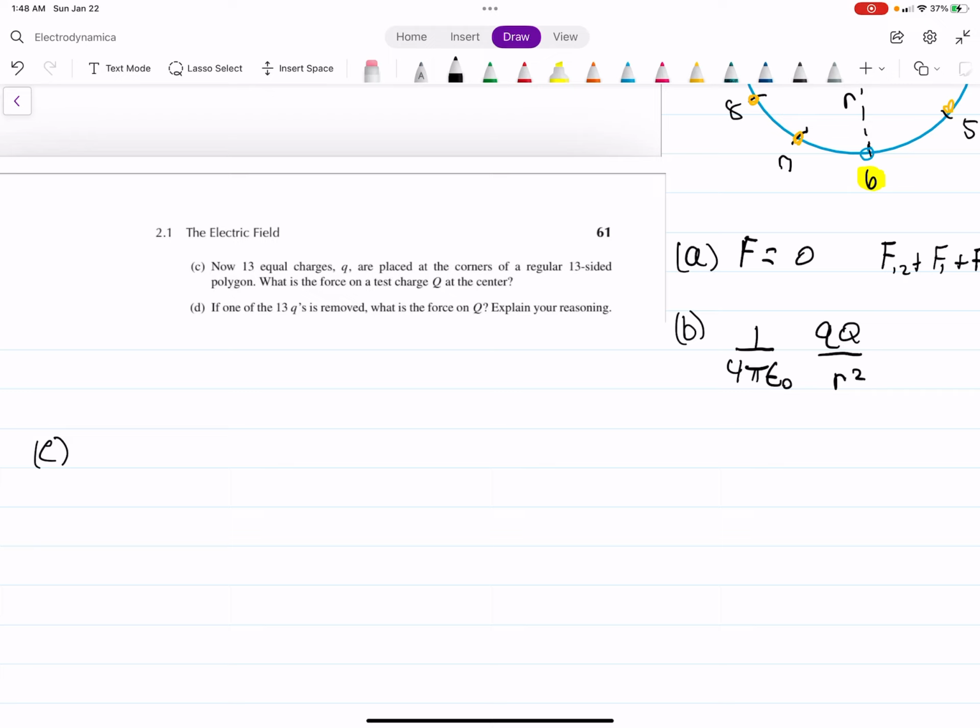Now part C is basically the same thing as part A. The only difference is that now there are 13 sides, but again the force here will be 0. For the exact same reason, the superposition from all these different positions is just going to cancel out. Now part D is very similar to part B, where you remove one of the charges.